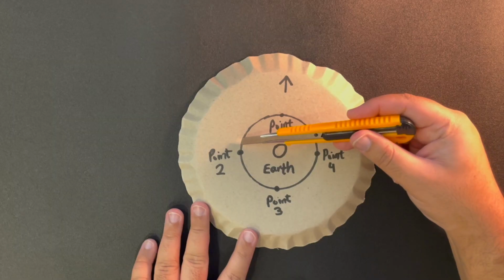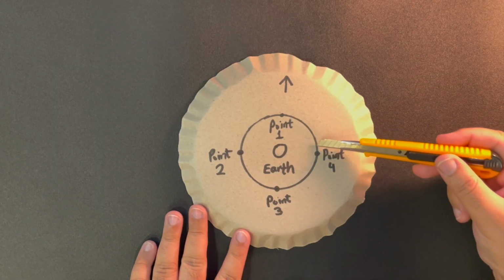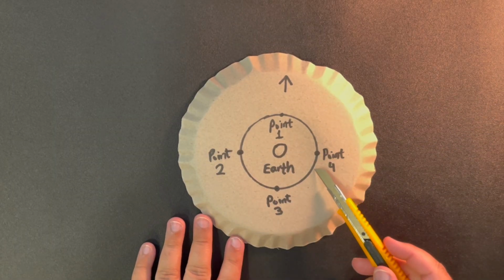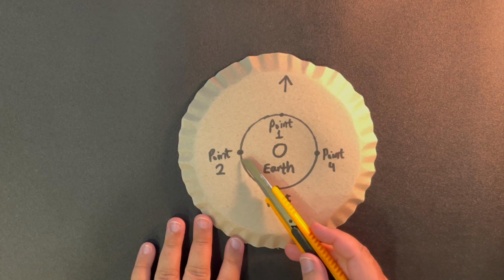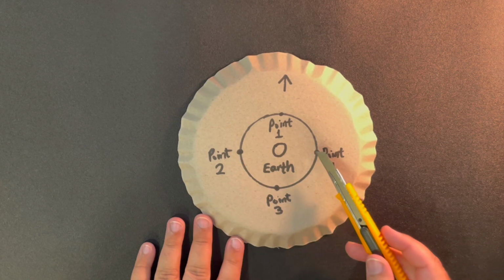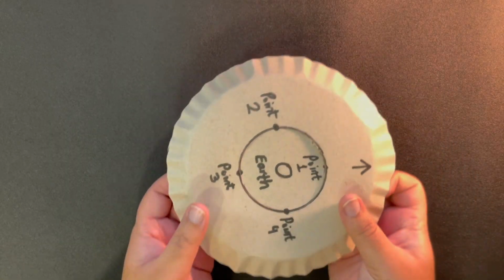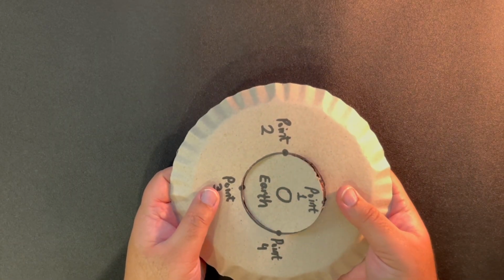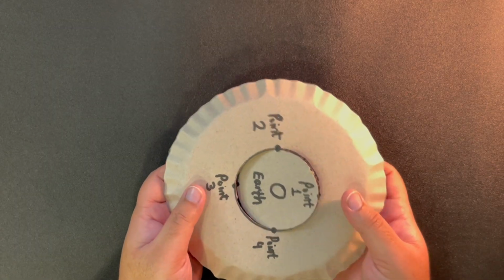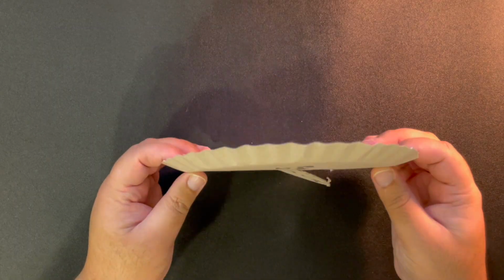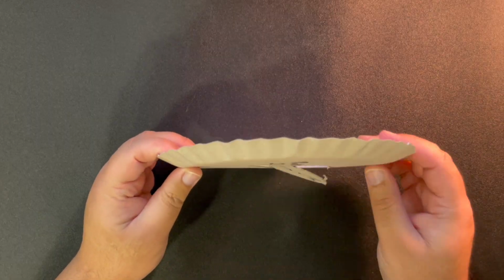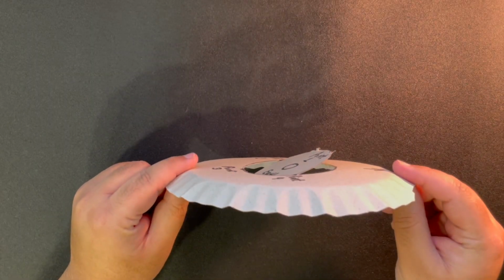Now, you have to be careful, and we recommend asking an adult for help. Cut the section as shown here with a paper cutter, but remember, don't cut at points 2 and 4, so that once you're done, the cut looks something like this. You can move this central cut, this piece of the paper plate, up and down like this.